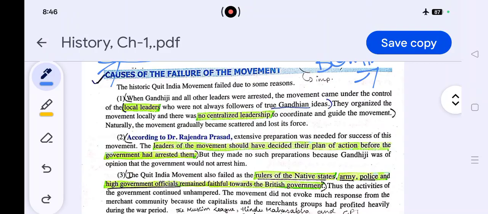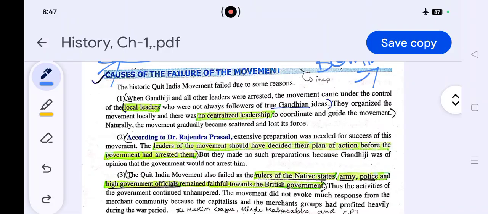So why was the Quit India resolution passed? It was due to several reasons. For example, the failure of the Cripps mission. Look, the policy of divide and rule was very evident in that, and Indians were against it. The Congress was against it. So failure of the Cripps mission was one of the reasons. Threat of a Japanese invasion, communal crisis, economic crisis, and several other reasons.